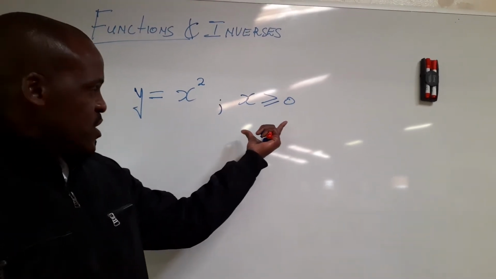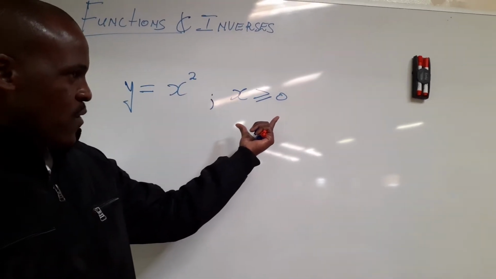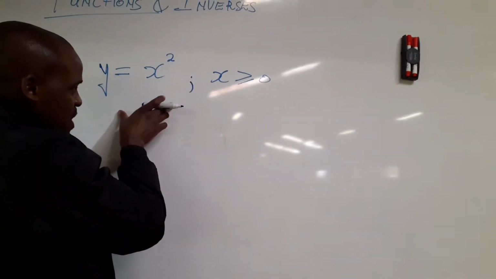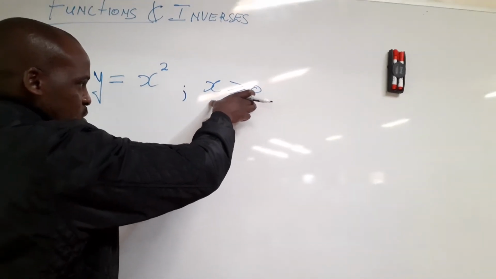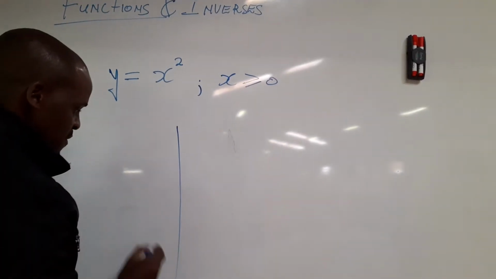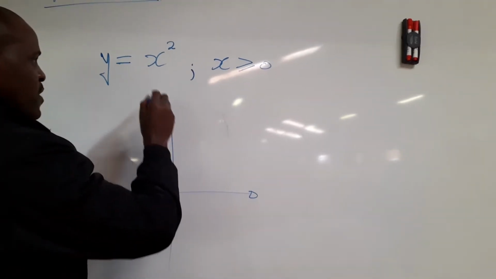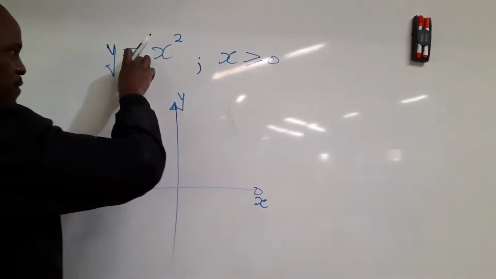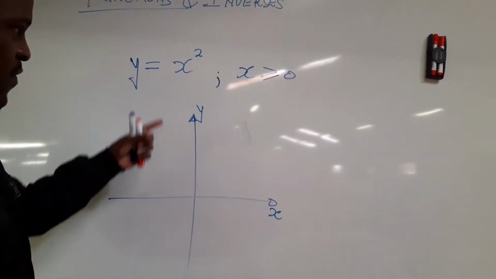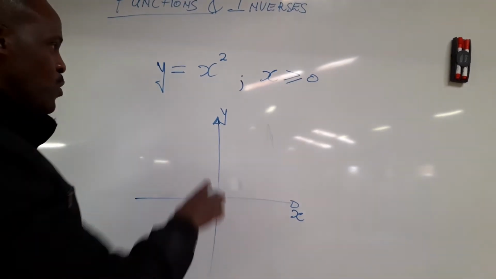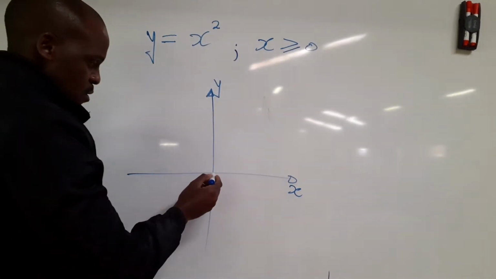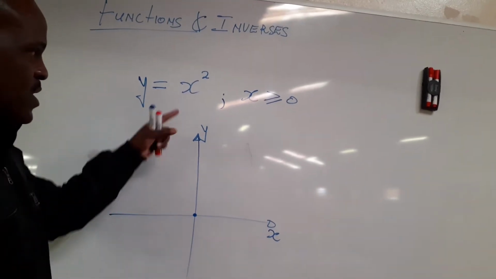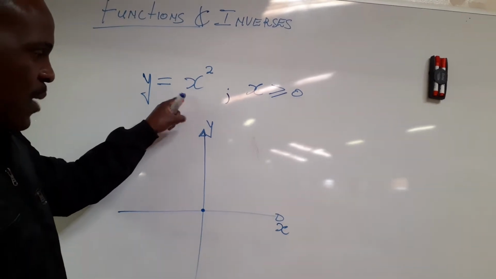This is the restriction. We call it a domain. You are being asked to sketch this graph where x is greater or equal to 0. Remember that the value of a in this graph, the coefficient here, is positive. That means the graph will be concave up. Also, the turning point is at 0. In other words, this function will be concave up.